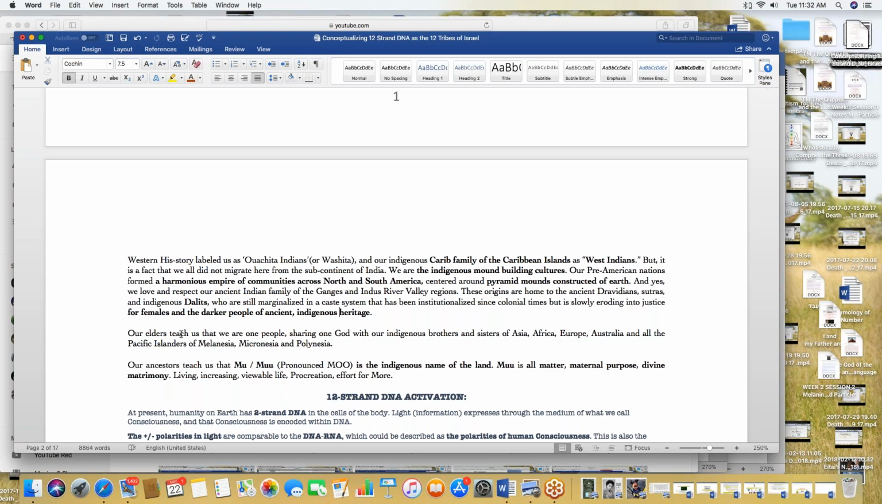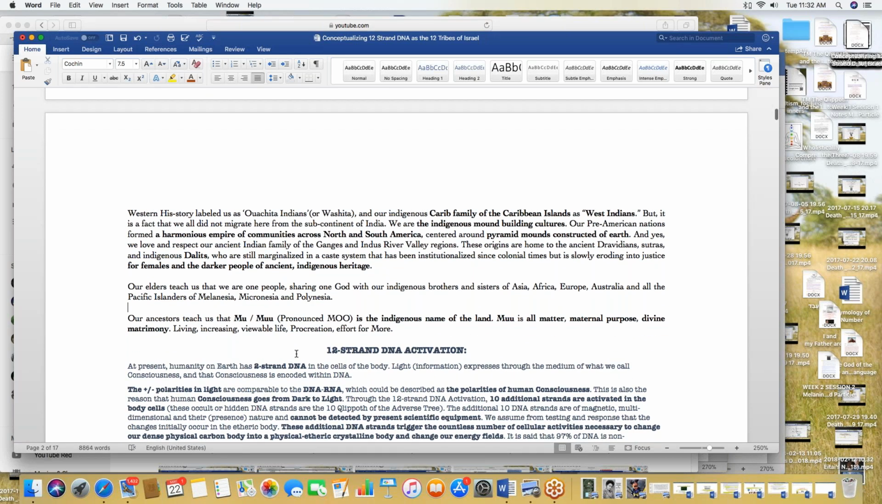Our elders teach us that we are one people, sharing one God with our indigenous brothers and sisters of Asia, Africa, Europe, Australia, and all of the Pacific Islanders of Melanesia, Micronesia, and Polynesia. Our ancestors teach us that Mu is the indigenous name of the land. Mu is all matter, maternal, purpose, divine matrimony, living, increasing, viable life, procreation, effort, and it's connected to the word more, M-O-R-E.